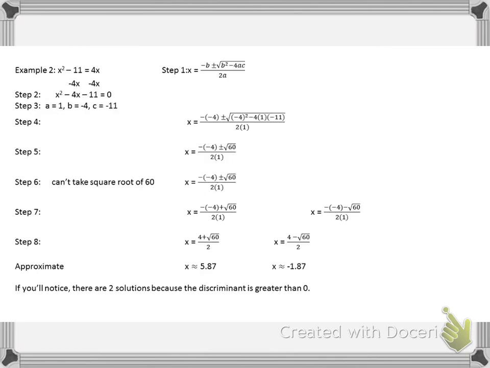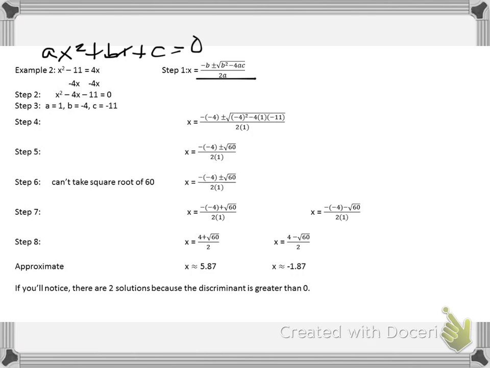Okay, example number 2. I have x squared minus 11 equals 4x. Step 1, I wrote down my quadratic formula, so you need to go ahead and write that down: negative b plus or minus square root of b squared minus 4ac all over 2a. Step 2, as you can see, this is not in standard form. The 4x is on the wrong side.